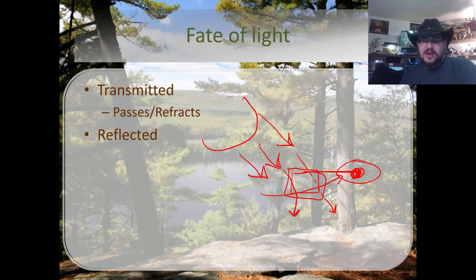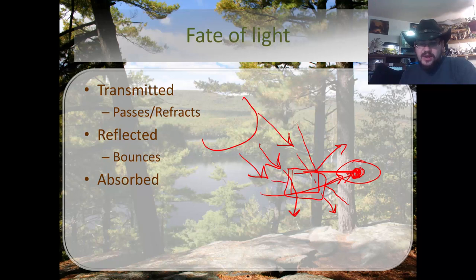It can also be reflected off the object. Boink! And if it's reflected, it can get to your eye. It bounces off the surface. And then finally, light can be absorbed. So here comes my light, and it is absorbed. Boop. It cannot go anywhere. Can you see absorbed light? Well, look at the picture. Can the light get to the eye, to the sensing organ? No. So the light that is absorbed is not visible.